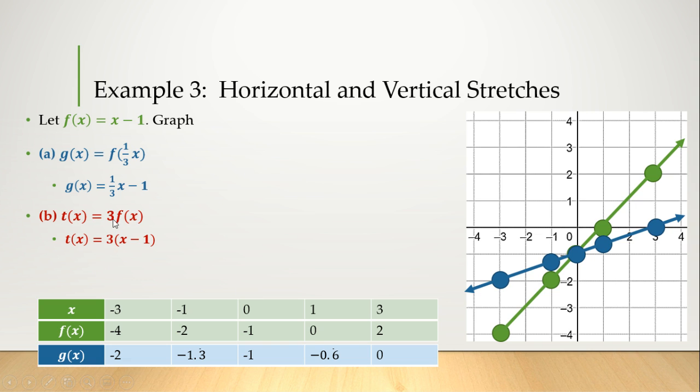Now we're going to multiply by a 3 on the outside of this. So we got 3 times f of x. So I'm going to take f of x, which was x minus 1, and multiply it by a 3. Notice the differences between what you do when it's inside the parentheses and when it's outside.